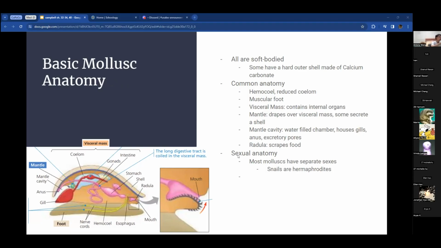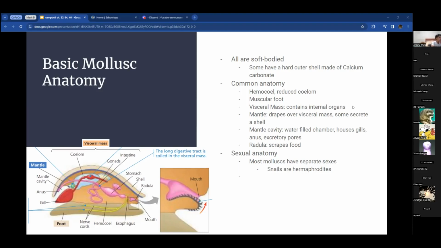So here is their anatomy. They have a hemocoel, they have a reduced coelom. You should know that they have what is known as a muscular foot. This just allows them to move like our feet do. The visceral mass is just what contains the internal organs. The mantle drapes over the visceral mass and secretes a shell.